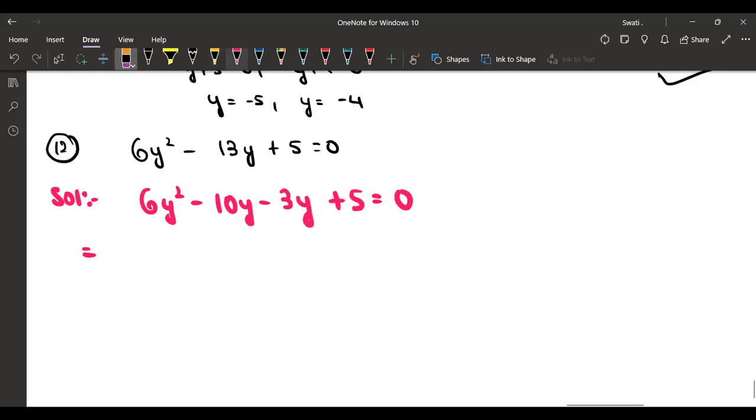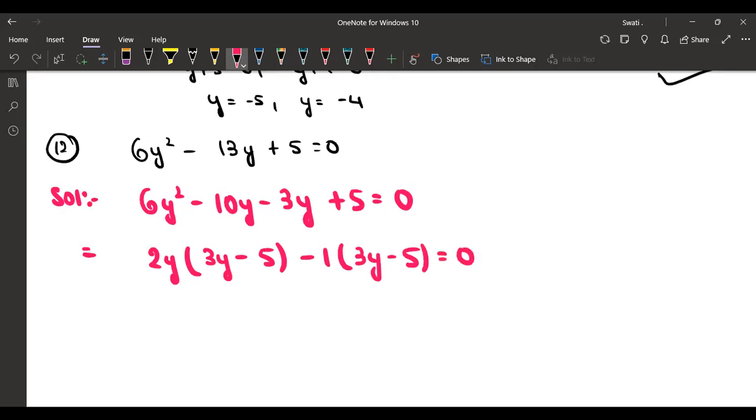So if I take 2 common inside the bracket, we have 3y minus 5, and here I'll take 1 common. So 3y minus 5 is equal to 0. Now, of course, this 3y minus 5 will be common. So I have taken 3y minus 5 common, and I'm left with 2y minus 1 is equal to 0.